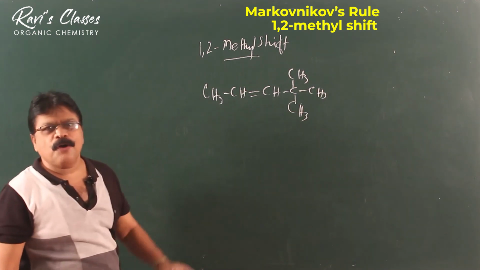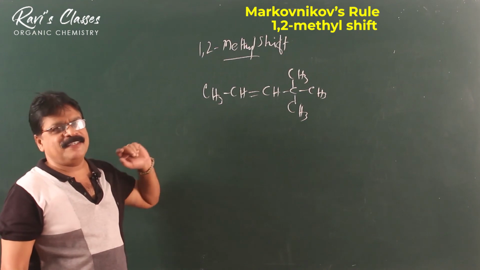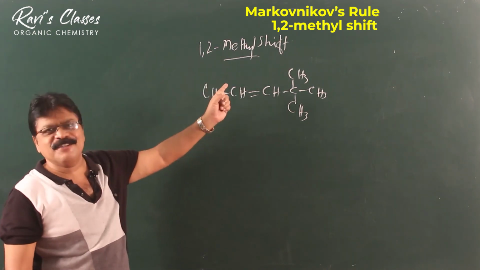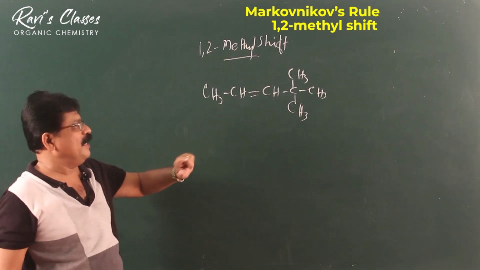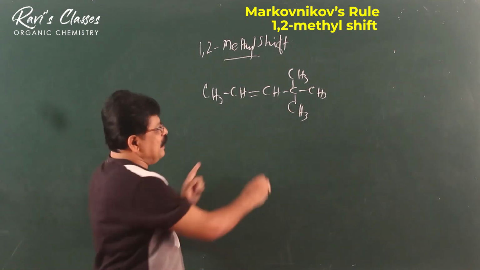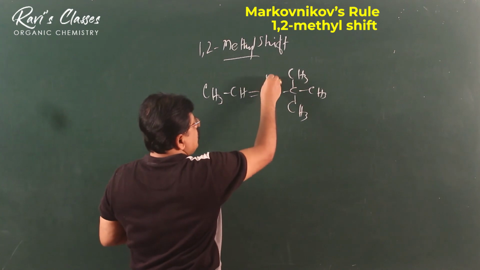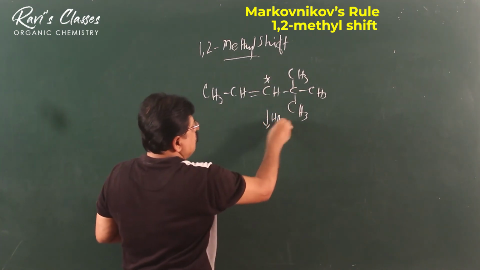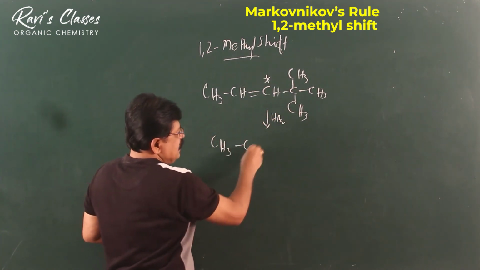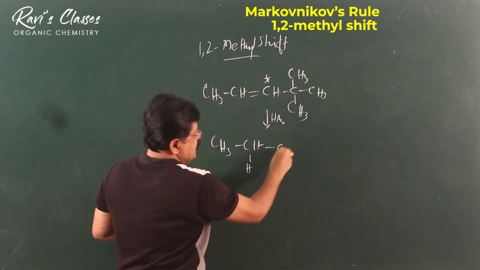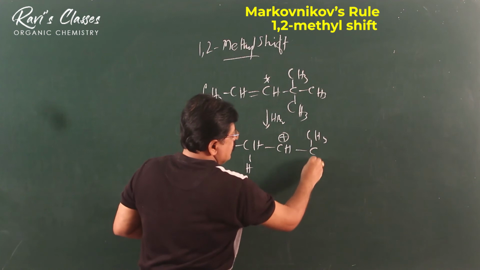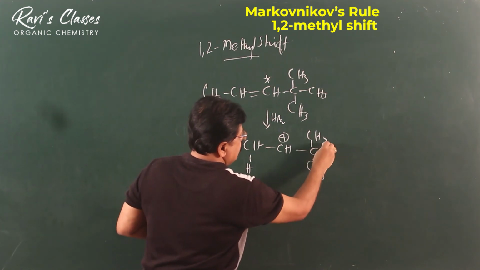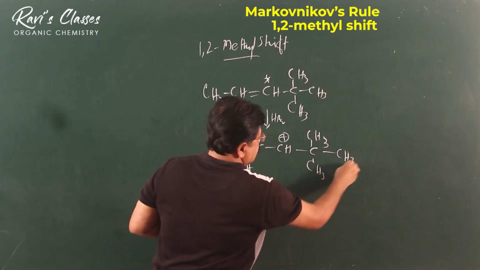Yes, we had talked about 1,2 hydride shift. There is also another interesting thing called the 1,2 methyl shift. Look at this compound. Which will be the first stable carbon cation? This will be the most stable carbon cation. So what do you get first? CH3CH, H, CH plus CH3, CH3, CH3.